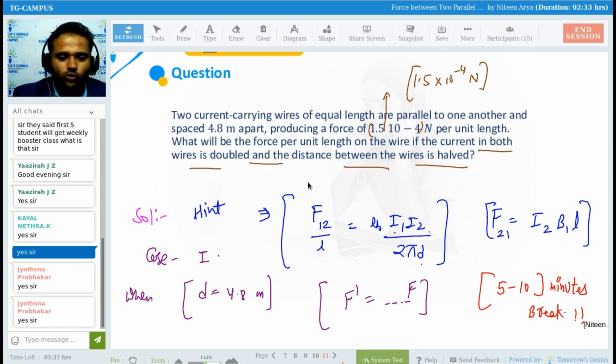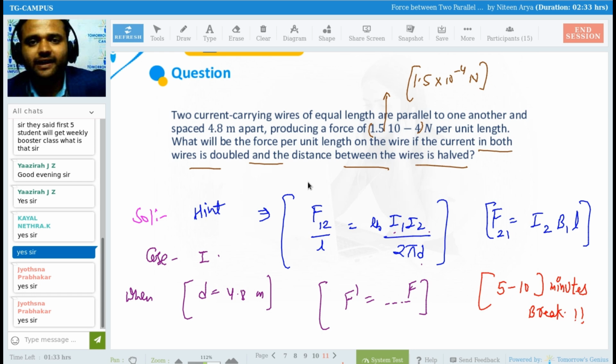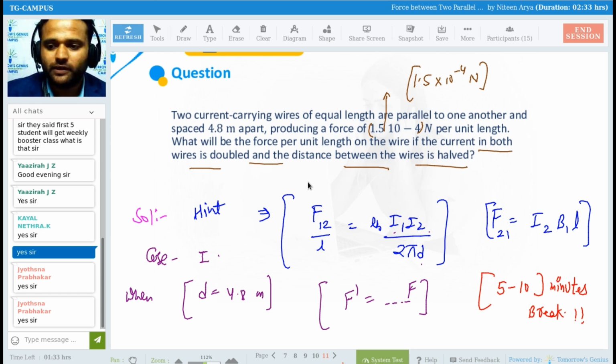Okay. So for the force in two parallel current carrying wires, when the current is flowing in opposite directions, they are going to repel each other. When the current is going in the same direction, they are going to attract each other. These kinds of simple formulas and simple numerical problems you are going to face.